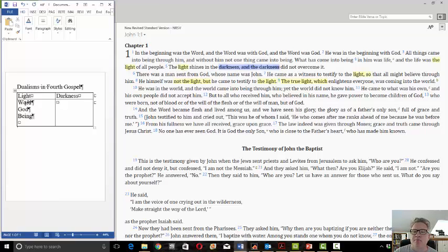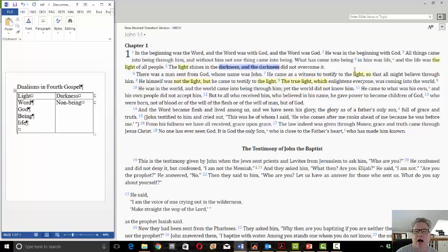Being: all things came into being through Him, not one thing came into being without Him. So darkness is non-being. What has come into being in Him was life. The life was the light of all the people. The light shines in the darkness, and the darkness did not overcome it. So you see that light and darkness are contrasted too, and the darkness cannot overcome the light.